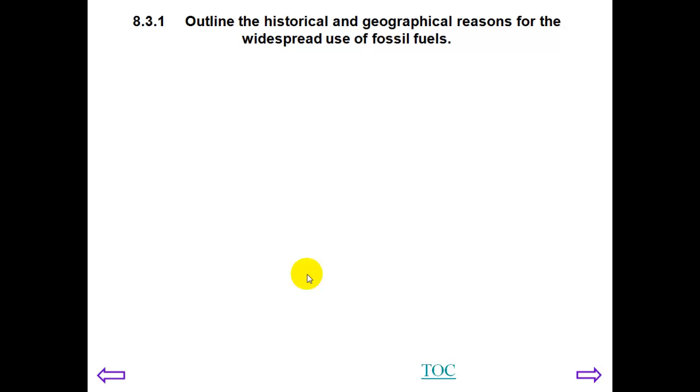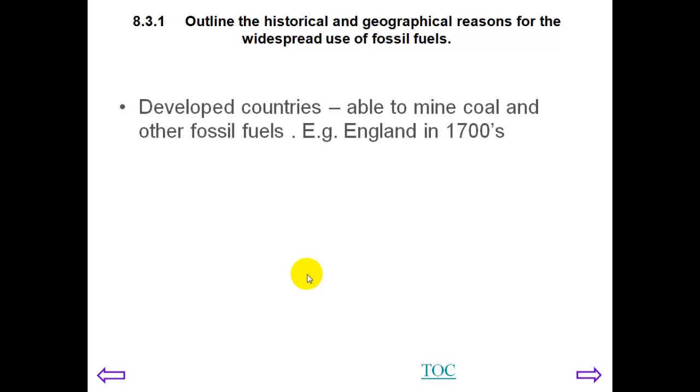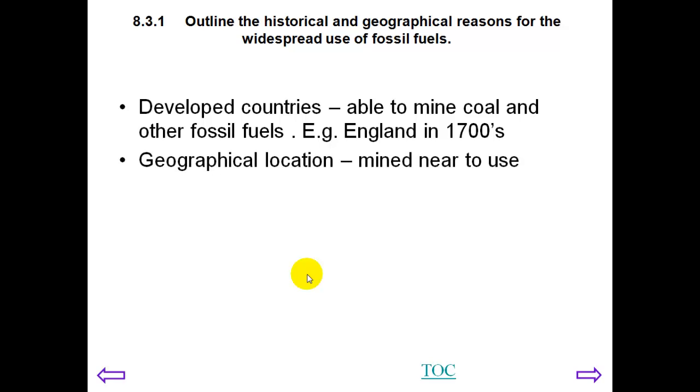So, the historical and geographical reasons for widespread use of fossil fuels. This happened with developed countries, Europe and America. They started to mine fossil fuels around the 1700s and used the coal on a small scale then. Geographically, the coal was used near to where it was mined.